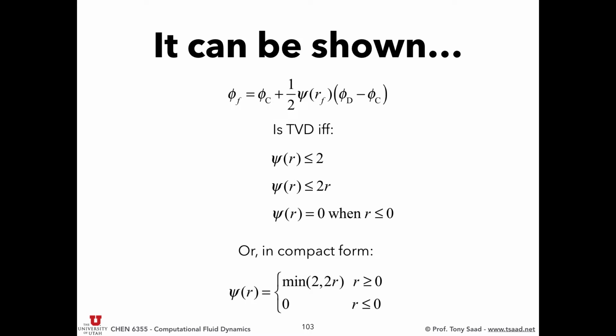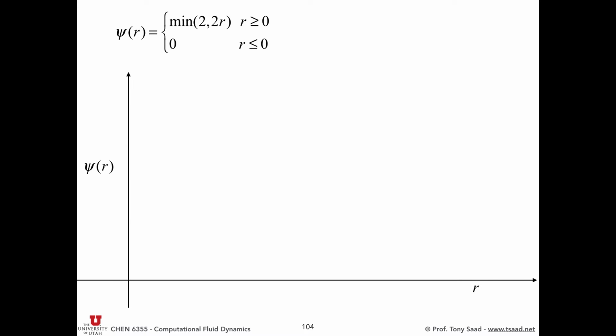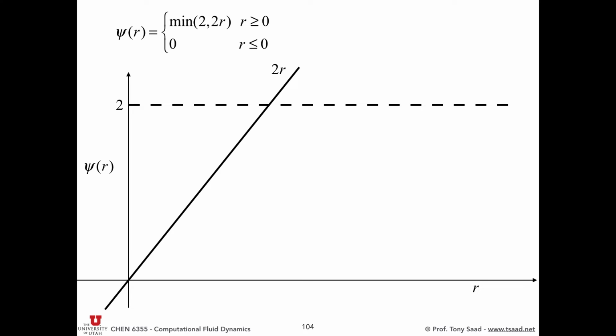Now, in compact form, you'll typically see this written this way. For r greater than or equal to 0, psi is the minimum of 2 and 2r. So 2r is a line like this, and then 2 is this line, so we want that region below. And for r negative, we want to go to 0. So let's draw this on a diagram. This is psi of r versus r. And the line 2 is drawn up there, and the line 2r is drawn here. Remember, this is upwind and this is downwind.